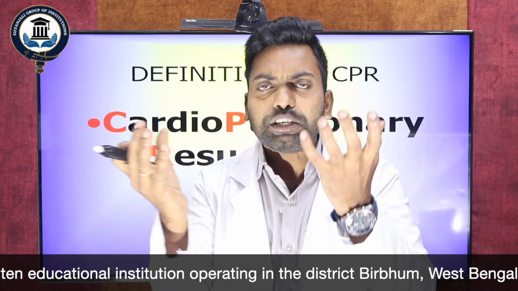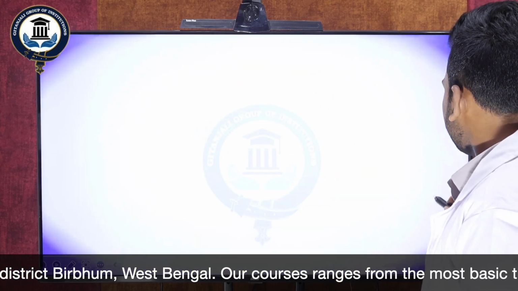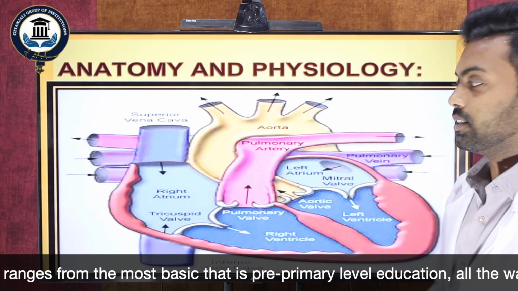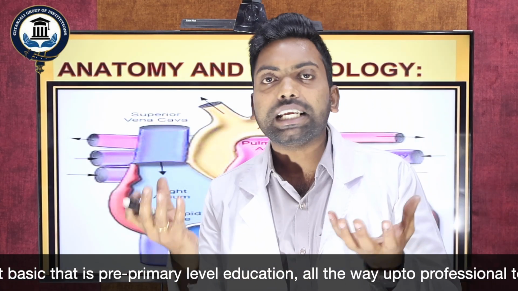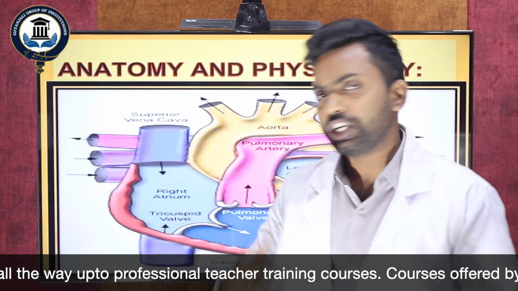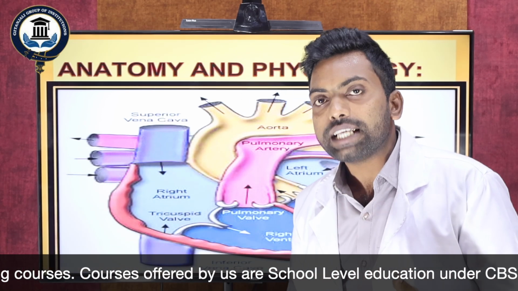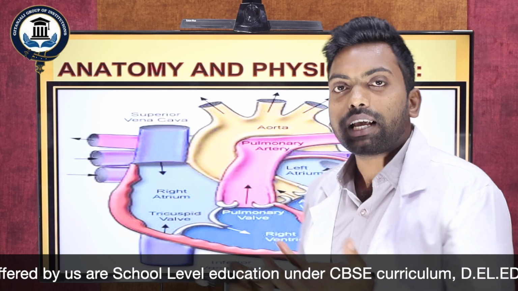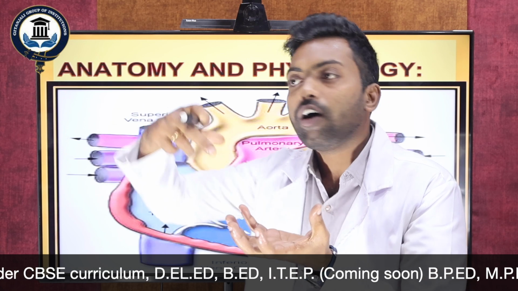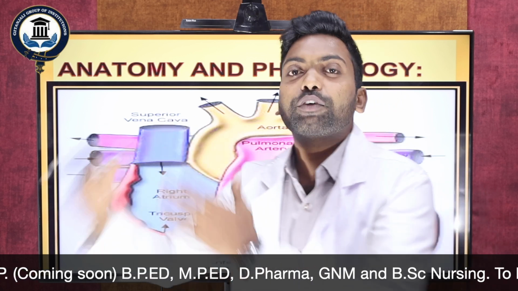So what is the interconnection between the heart and lungs? Let me show the diagram. This is the actual human heart. First, what is the relation between the heart and lungs? There is the circulatory system we study in GNM or B.Sc nursing courses. There is a blood supply. The heart is called the reservoir of the blood, and it supplies all the body parts of the human body. The lungs purify the blood.